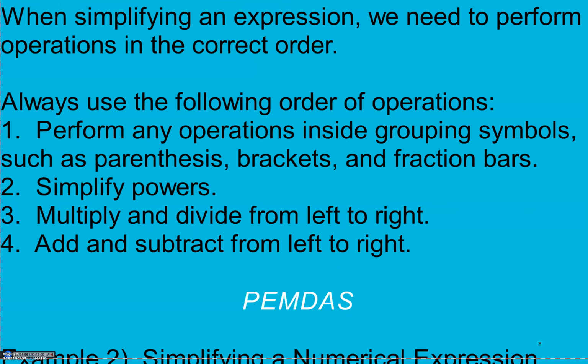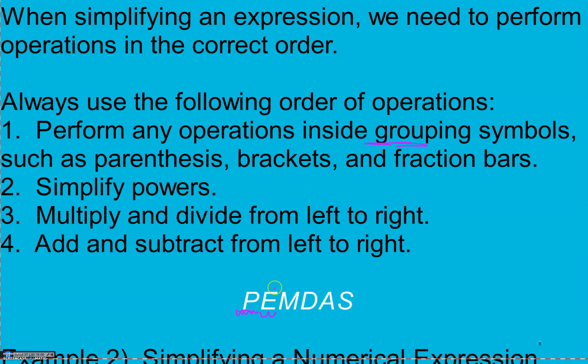When simplifying an expression, we need to perform operations in the correct order. So we're always going to use the following order of operations. First thing we're going to do is perform any operations inside grouping symbols. Those can be parentheses, brackets, fraction bars, anything like that, and those go under P, which is for parentheses, but remember it includes any grouping symbols. Then we're going to simplify our powers, which is our E here for exponents. Okay, so simplifying powers means we're going to get rid of any exponents.